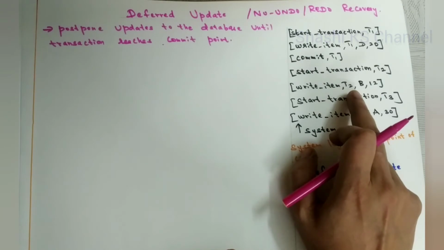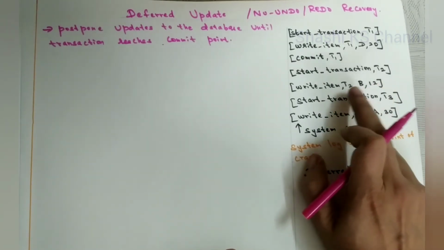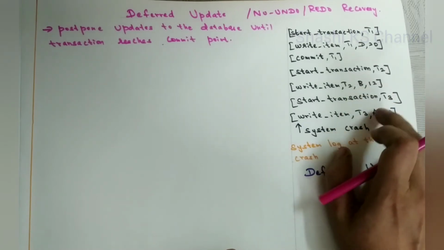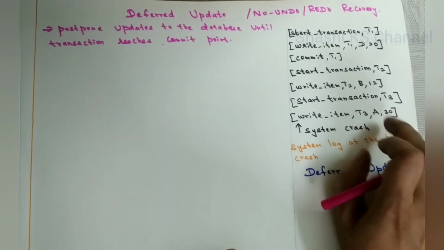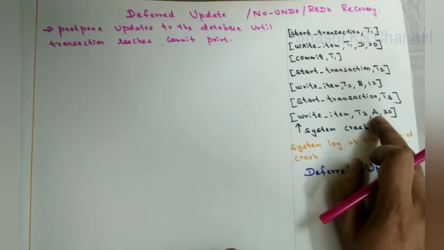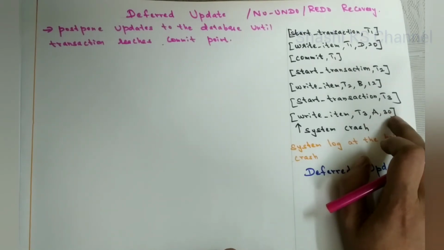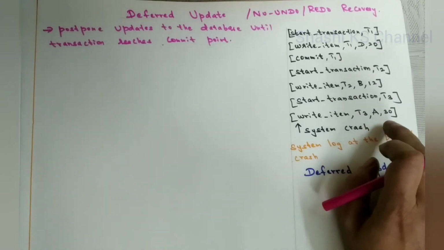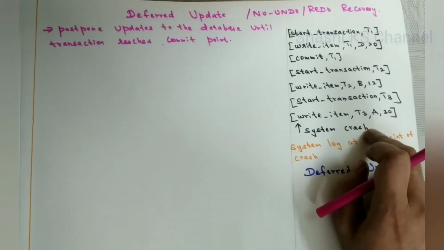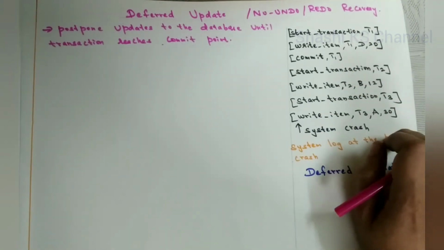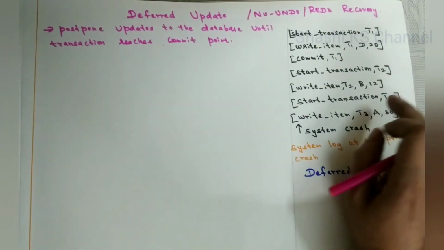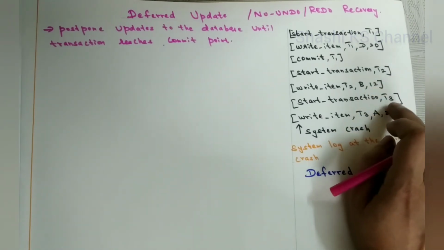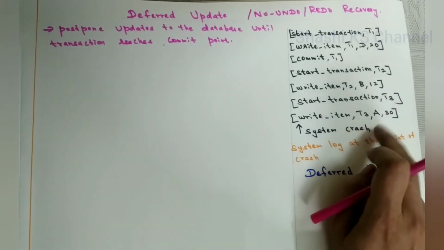you have another log entry which says transaction T2 has initiated a write operation and it has updated the value of data item B to 12. Similarly, transaction T3 has started and it has updated the value of data item A to 30. But note that transactions T2 and T3 have not yet reached their commit points, but then there is a system crash. So you have three transactions where transaction T1 has reached its commit point. Transactions T2 and T3 have not reached their commit points, and now there is a system crash.